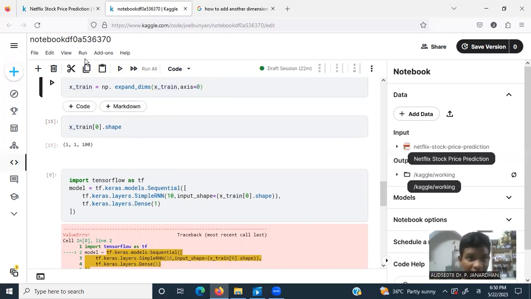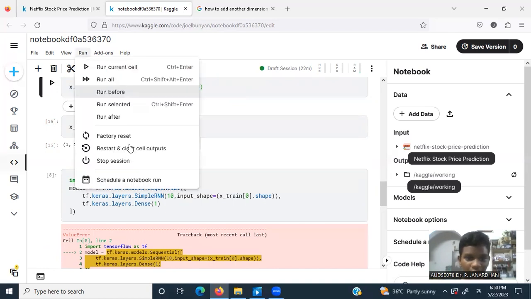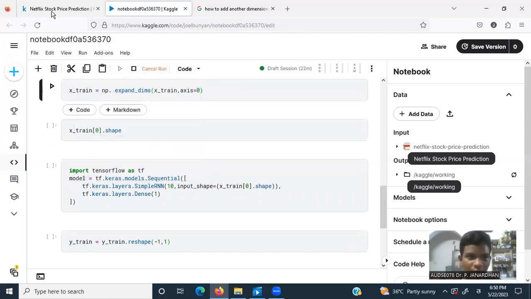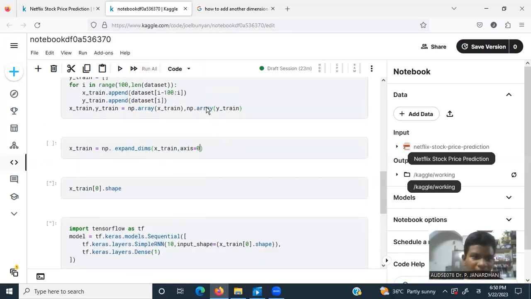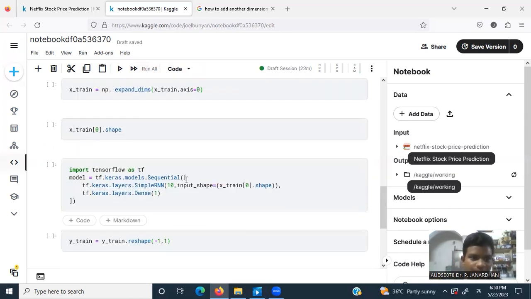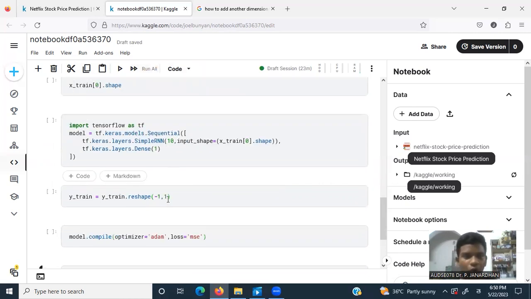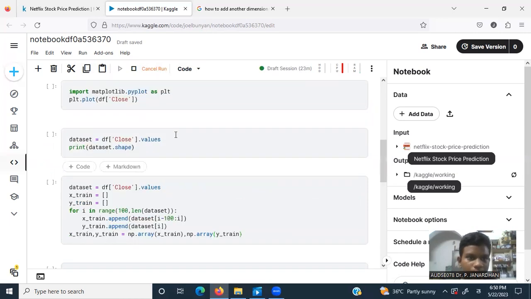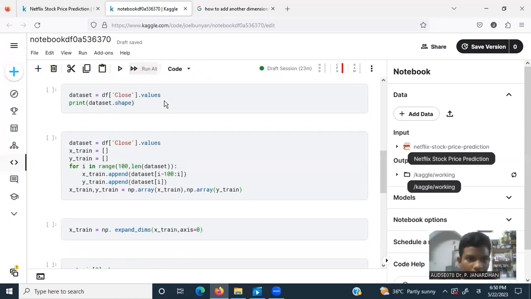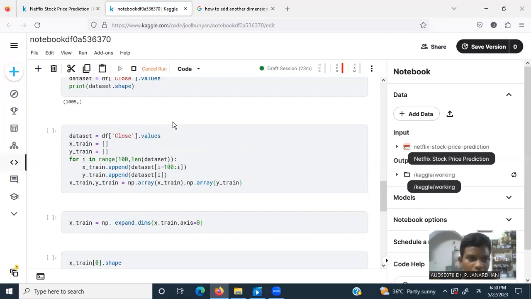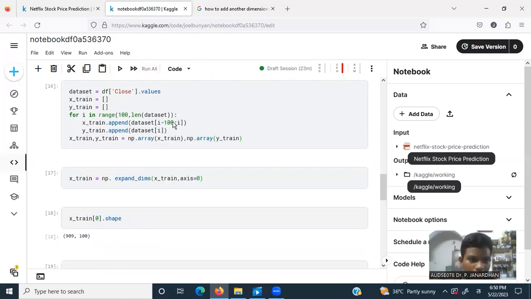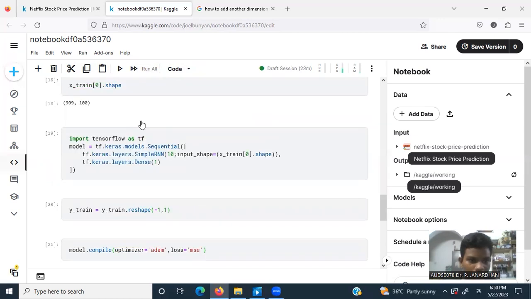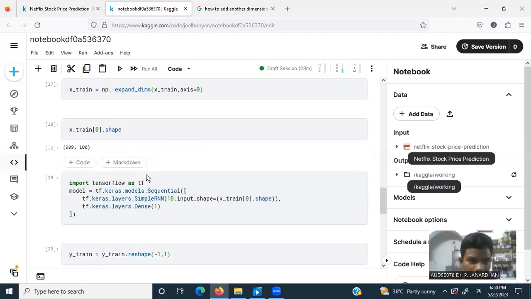Let's restart and run it all. You should restart and run it all because you get errors a lot of the time when you have already run it and run it again two times. I'll just run it all again with these changes. Hope it works.